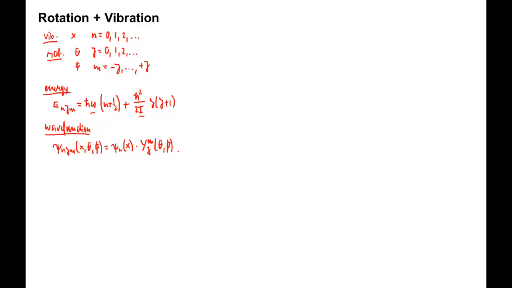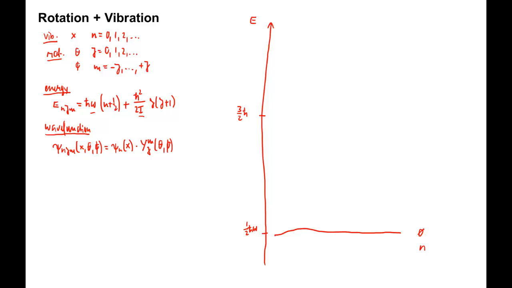Let's plot the energy level diagram. The vibrational ground state has n equals 0 and an energy of 1/2 h bar omega. The next vibrational state is at 3/2 h bar omega and has an n equal to 1. Now we add rotational energies to this.